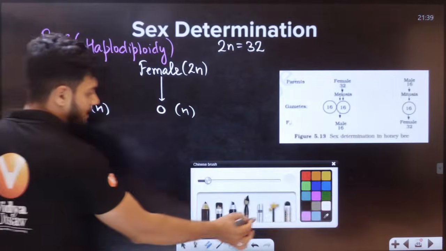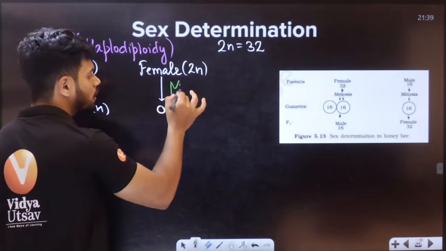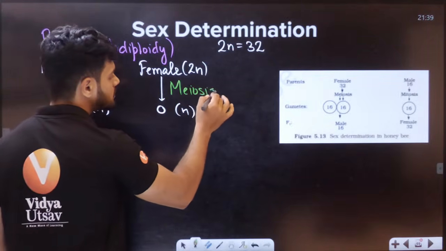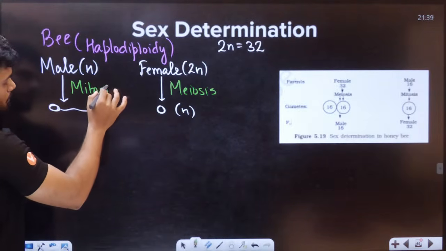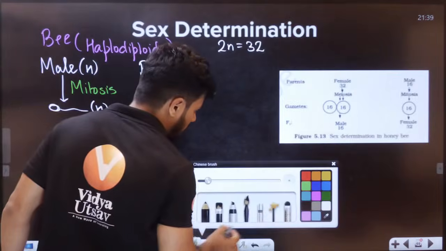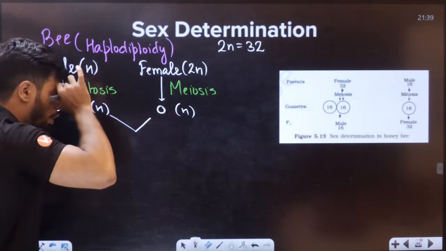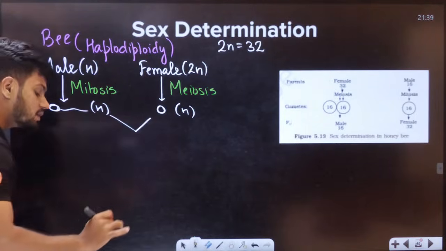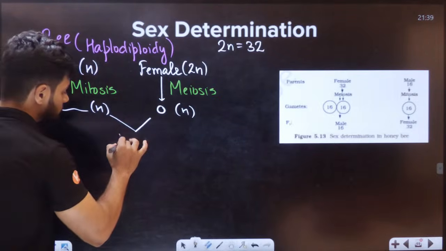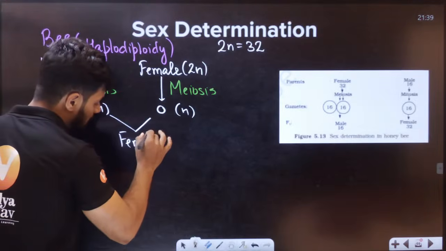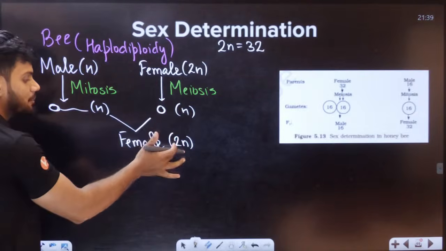Now, all of you tell me in the chat right now, what needs to happen here? Diploid to haploid, always meiosis. Haploid to haploid, mitosis. Now, shocking. Whenever the sperm and egg fuse, it will always result in female only. And this is going to be diploid again. Haploid plus haploid, diploid.